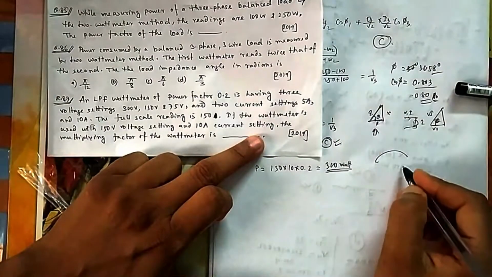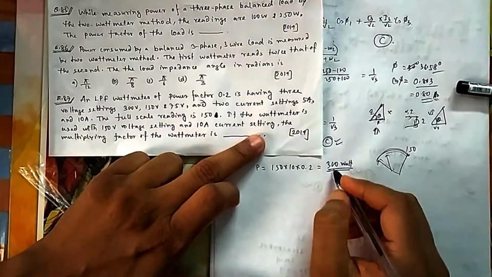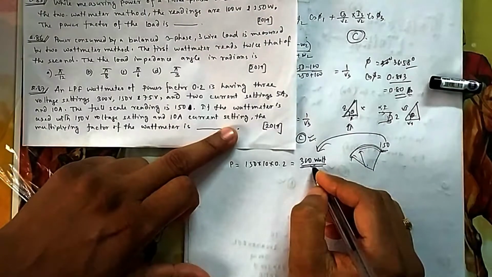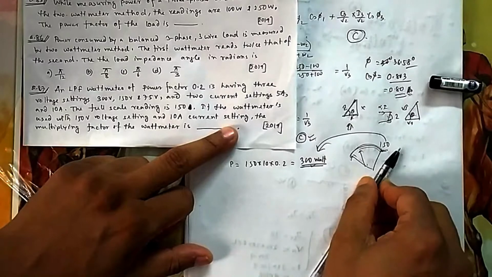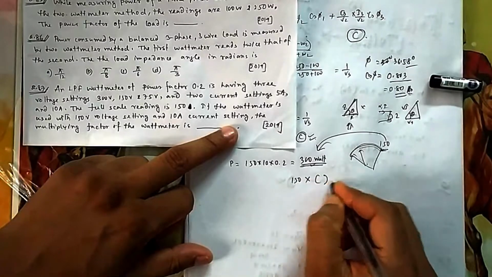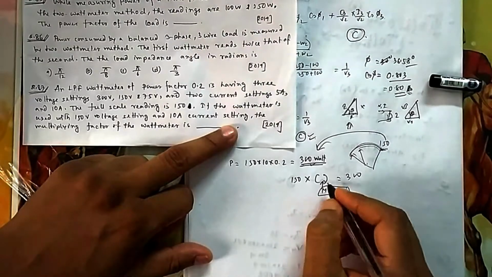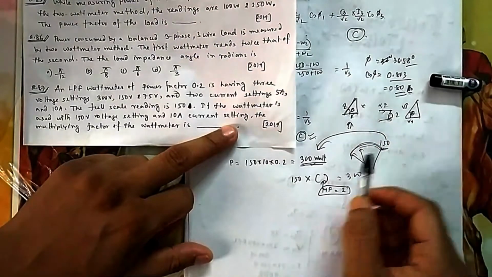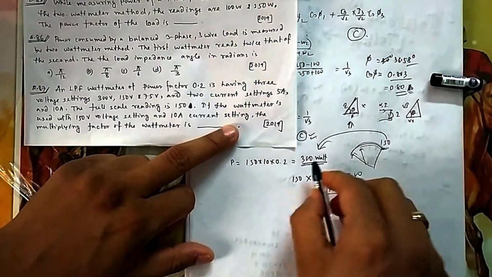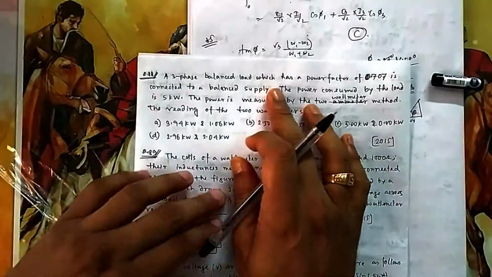And what is the maximum reading that the meter shows? This is the needle, and maximum it can go up to 150. That should be equivalent to the maximum watts that you are measuring. You are measuring 300 watt, and here the maximum it can go is 150. So 150 should reflect 300. If you get 150, by how much should you multiply to get 300? That is your MF. So your MF is 2. Whatever reading you get, you multiply by 2. Because maximum 150 reflects 300, if you get 100, it will be equivalent to 200 watt. So that is the MF.